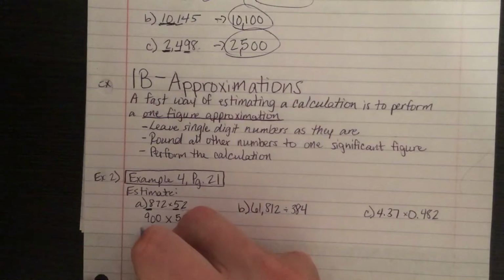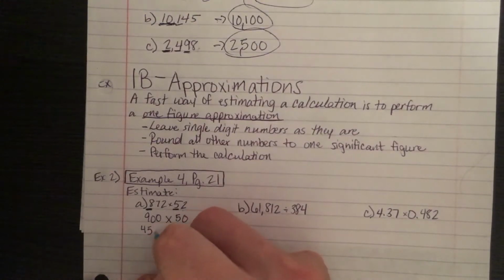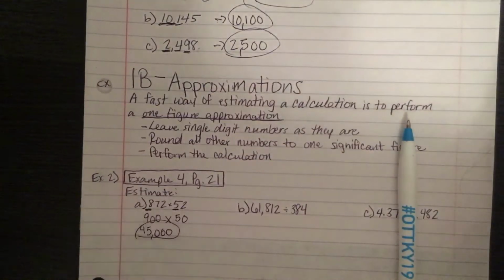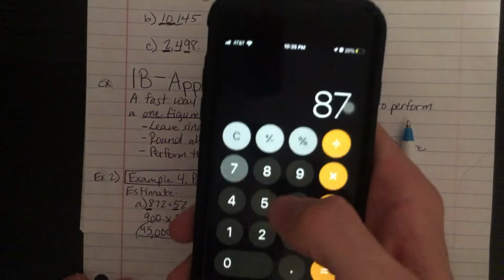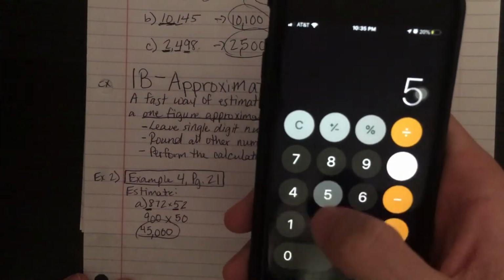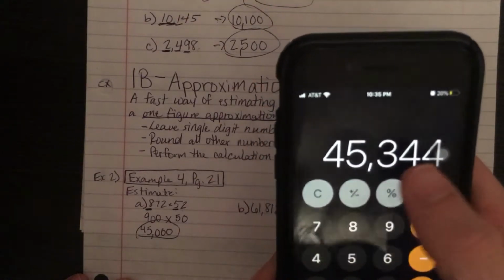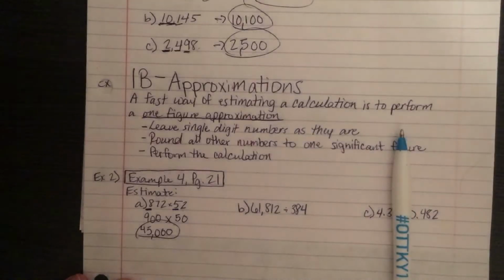So we're going to say that's going to be 9 times 5 is 45. And we're going to say 0, 0, 0. This is our approximation for this. And if you look, if we do 872 times 52, we're pretty close into the ballpark of that. Like if we were just trying to estimate that real quick, this is a calculation that we could probably make in our heads. So we're going to do a couple more of these.